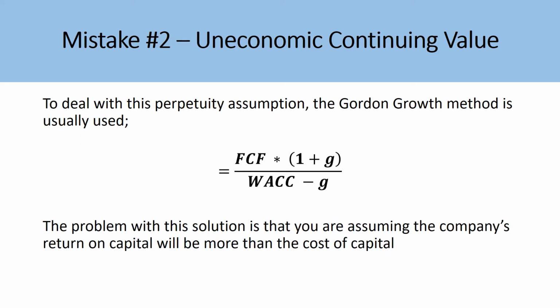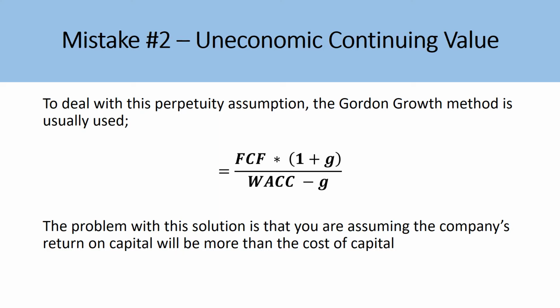Right? So to deal with this perpetuity assumption, usually the Gordon growth method is used. So usually what you learned in class is to take the last free cash flow of the period, multiply by 1 plus the long-term growth rate, and divide by the difference between the weighted average cost of capital and the growth rate. Now, the problem with this solution is that you're assuming the company's return on capital will be more than the cost of capital. But microeconomics and research show that over the long term, that's not true. The weighted average cost of capital will equal the long-term growth rate, right?